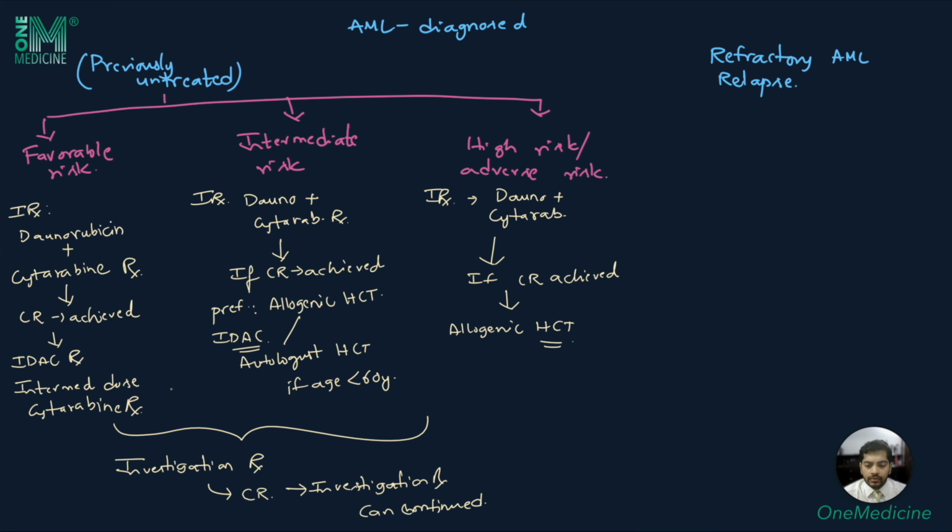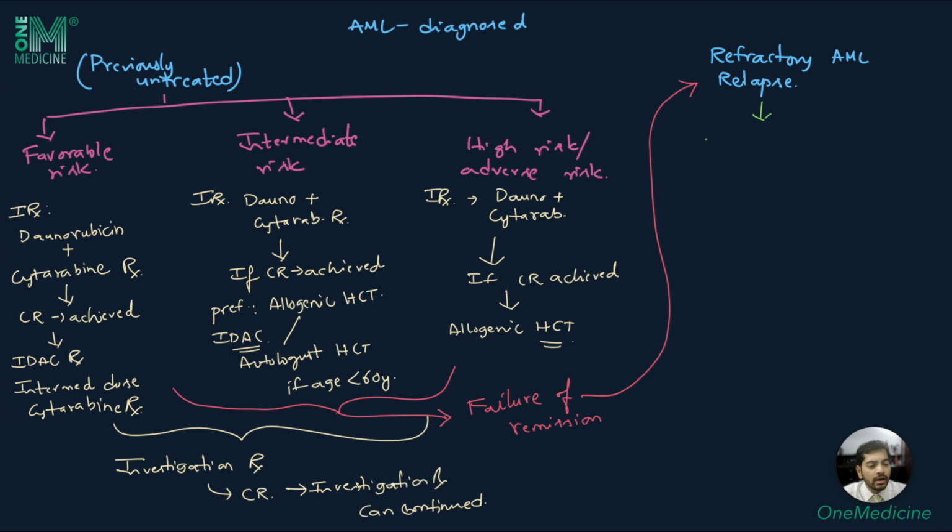Now, in case these patients fail to respond to therapy, so there is failure of remission, then these patients are subjected to the algorithm that is used to treat the refractory patients or patients with relapse. These are the patients who can be treated with myeloablative hematopoietic cell transplantation, that is allogenic.